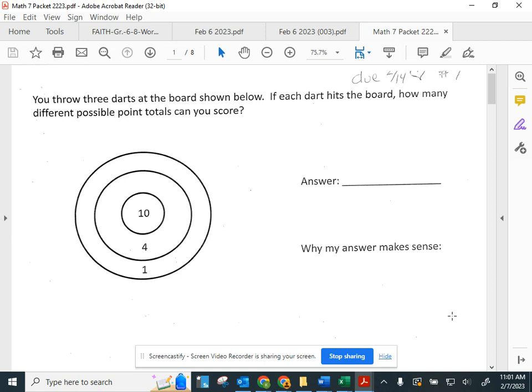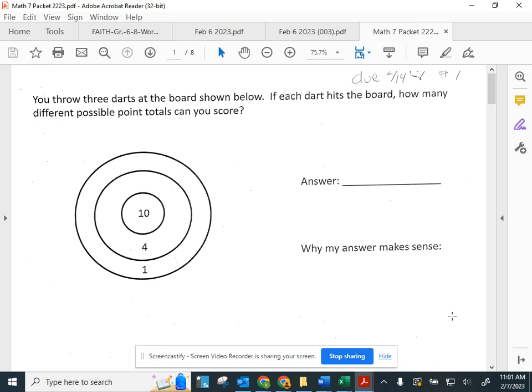Good morning. Today we are looking at math packet number 7. You throw 3 darts at the board shown below. If each dart hits the board, how many different possible point totals can you score?